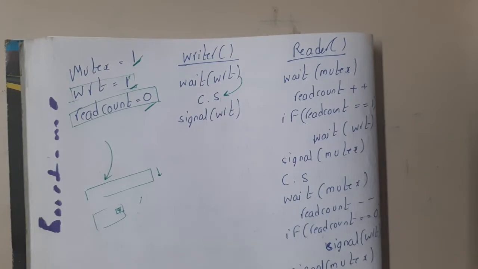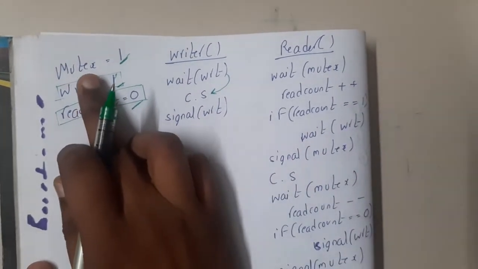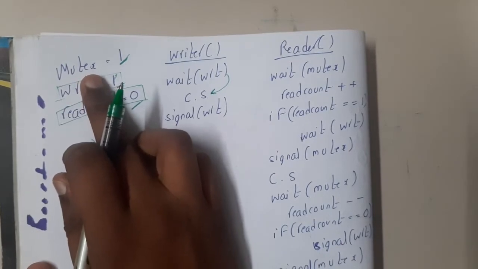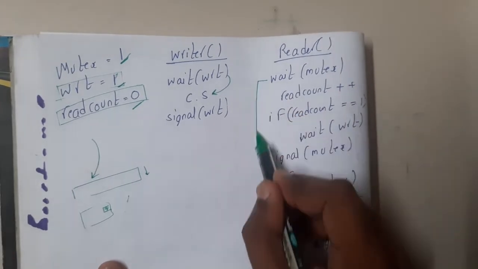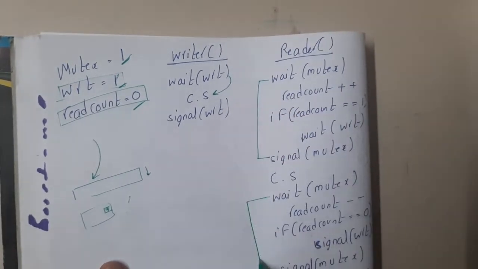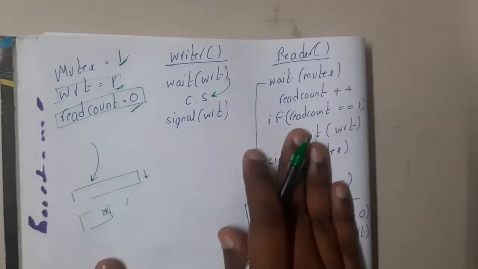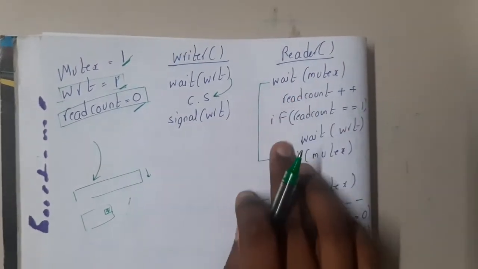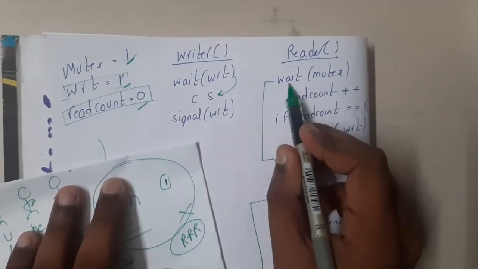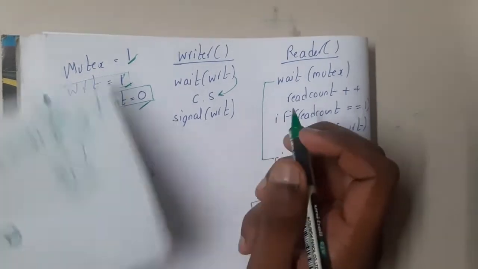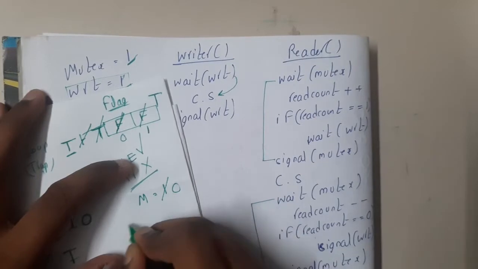Everything will be smooth, and the readers can read and a new writer can also come. Now, the reader part. The first reader will reduce the mutex value. Observe carefully. I'm going to draw some brackets: here mutex is there, here mutex is there. Concentrate now. Once a particular reader comes inside the website, he will decrement the mutex value, so the mutex goes from 1 to 0.